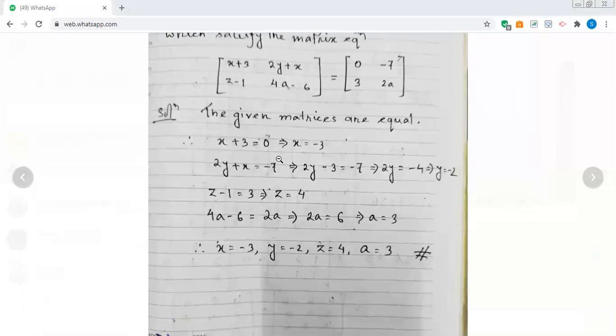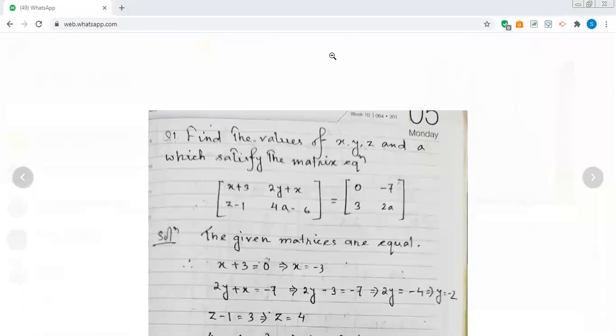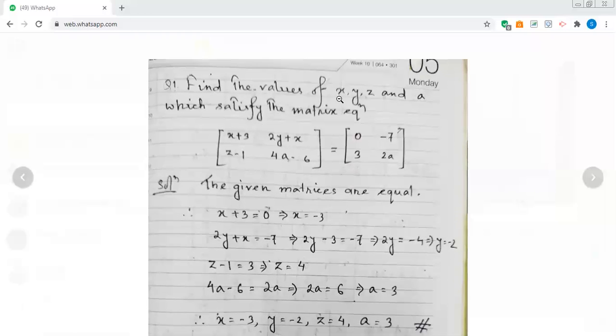If you just put the value of x and simplify, you will have the value of y, which is equal to minus 2. Similarly, the other corresponding elements are z minus 1 equal to 3, and from there z equals 4, and 4a minus 6 equal to twice a. So from that, a equals 3.